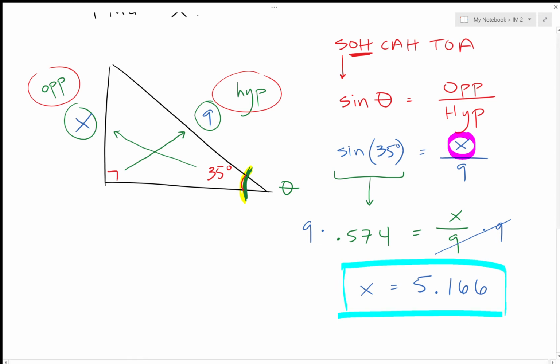and let's see if it makes sense on the picture. The longest side on the triangle should be the 9, and we've got a side that's about 5.2-ish. So that makes sense. All right, it should be smaller than the hypotenuse. All right, let's try another one.